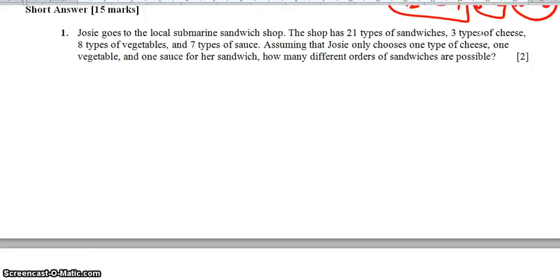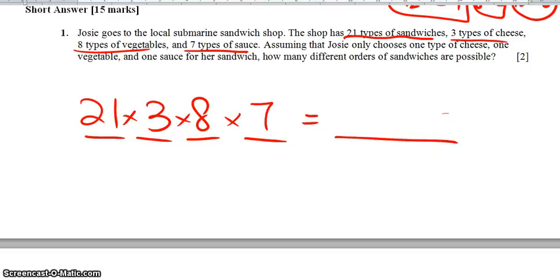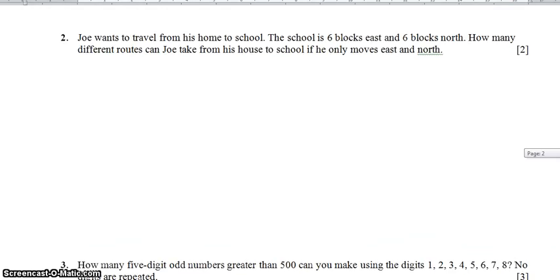Now it's a short answer. This one, you have 21 sandwiches to choose from, 3 types of cheese, vegetable, and sauce. So when you make an order, you have 4 tasks to do. First, 21 ways to choose the sandwich, 3 ways to choose the cheese, 8 ways to choose the vegetable, and 7 ways to choose the sauce. Just multiply them together. This is your answer. I won't spend time putting it in the calculator. You just figure that out.